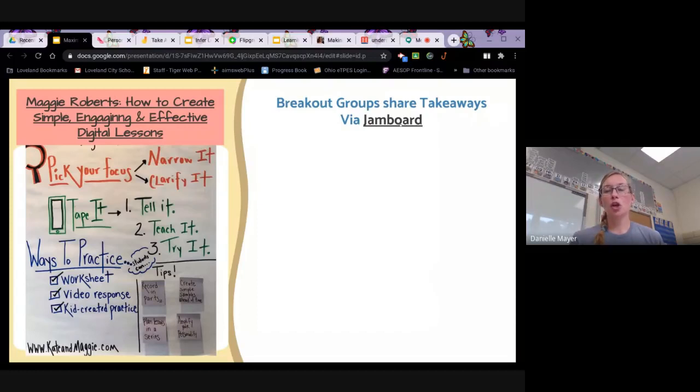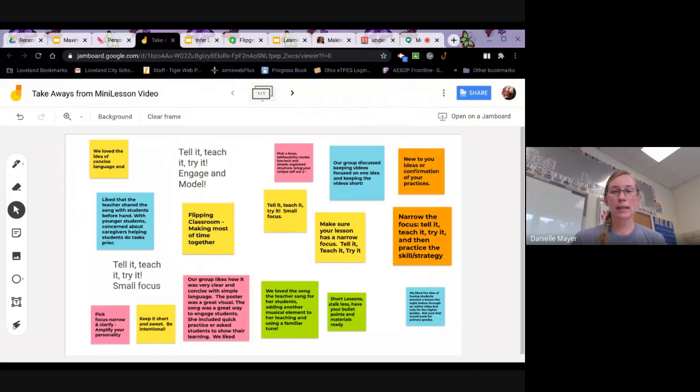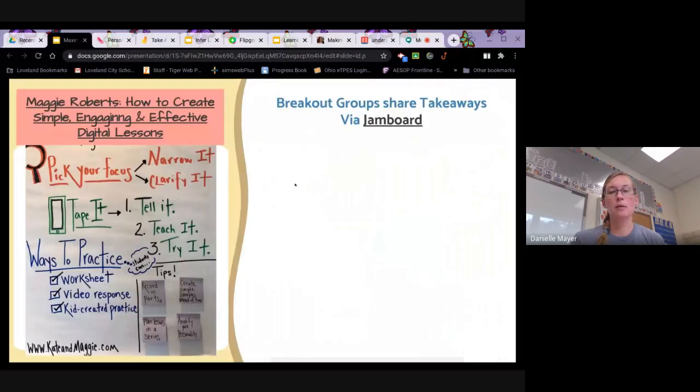And we're going to talk in our breakout sessions and then post some thinking to our Jamboard. So our Jamboard kind of collected ideas that were people's main takeaways. So we have anything from her language that says in her mini lesson, she's going to tell it, she's going to teach it, and they're going to try it. And that they are going to have this small, narrowed down focus. So we have a lot of these that say something about keeping it short and very intentional or having that narrow focus. So we can look through these and see what other people were taking away from this video as well.